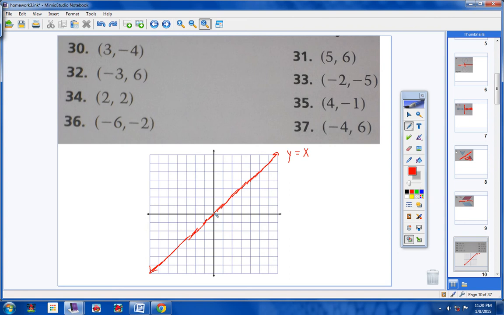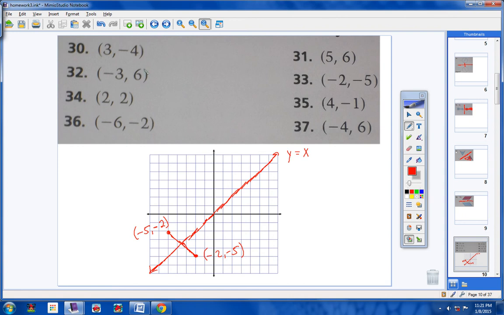(-2, -5). -2, 1, 2, 3, 4, 5. -5. Okay, I'm going to draw that perpendicular line. Okay. And I'm going to continue on the same length. And it'll be about right here. Alright. So, this point here is (-2, -5). And this point here should be (-5, -2). Alright, 1, 2, 3, 4, 5, 1, 2. Okay, it's not that difficult.